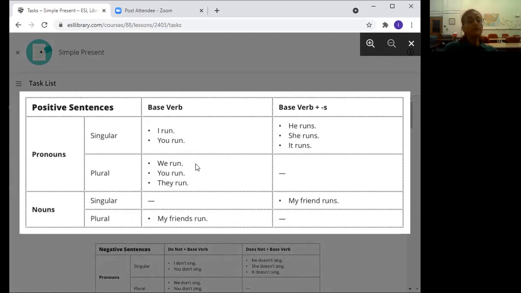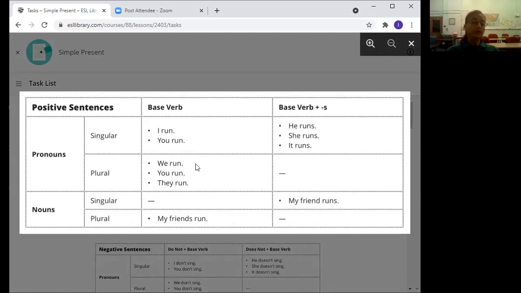So pay attention, especially Spanish speaking or Portuguese speaking people. This is kind of the opposite of what you have in your languages, because typically S represents the plural form. So pay attention that S at the end of the verb in English represents a singular form. He, she, it, singular, one person. He runs, she runs, it runs.